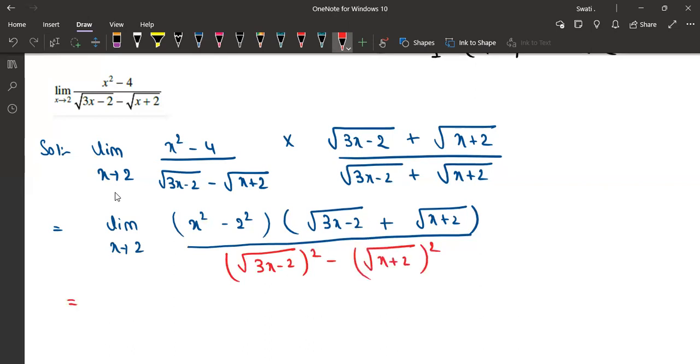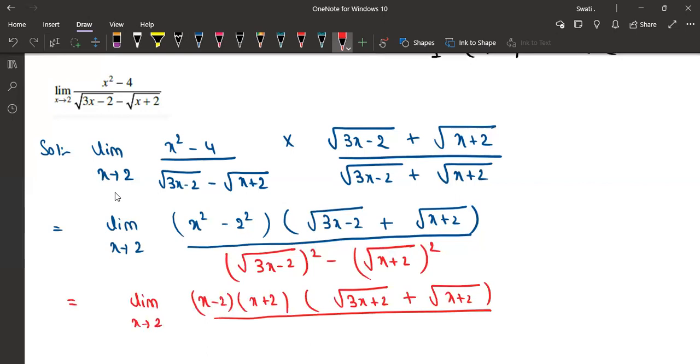Now this will become limit x tends to 2. In the numerator, we have a square minus b square form. So of course, using the formula, it will become a minus b into a plus b, and then this will become root 3x plus 2 plus root x plus 2. In the denominator, of course, square and root will get cancelled. So this will become 3x minus 2 minus, here also square and root will get cancelled, and even here, I'm removing the bracket. So this will become x minus 2, right?